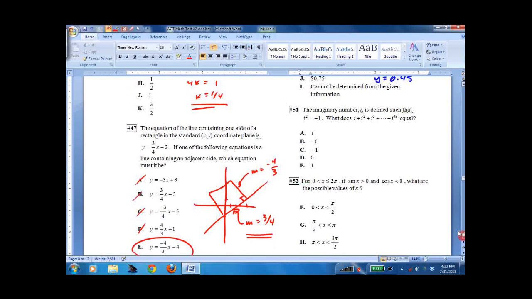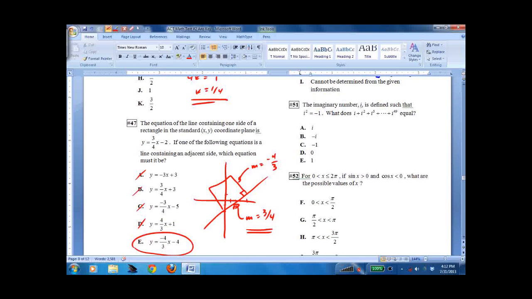51, imaginary number i is the square root of -1. So this is a beautiful problem because you look at it and go, there's no way I can do this. Well, you get i plus i squared is -1, plus i to the third is -i, plus i to the fourth is 1. Cancel, cancel, cancel, cancel. So the first 4 add up to 0.